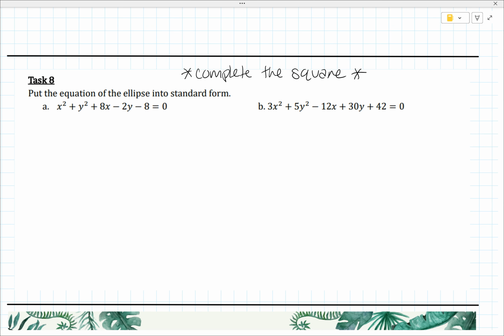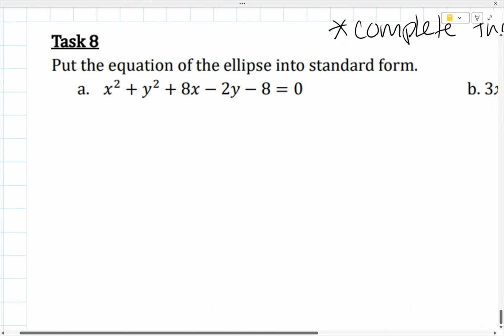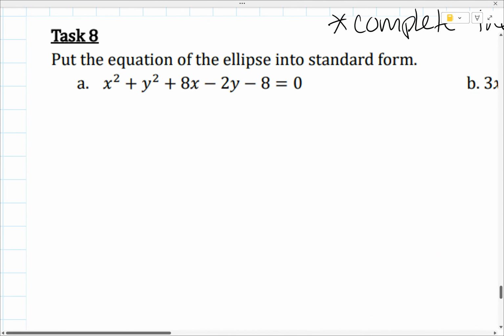So I would like you to try question A on your own or with your table. Try it out, pause, and then I'll walk through it, and then you can try question B if we need a little refresher. All right, you have your guess for question A.